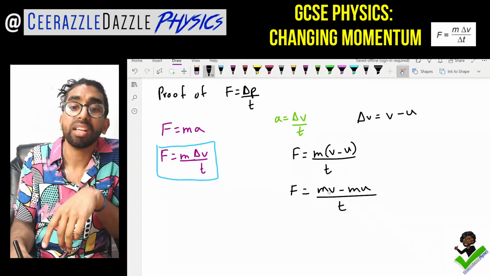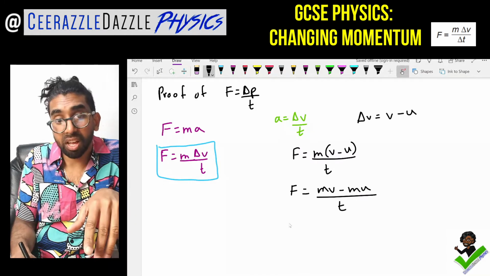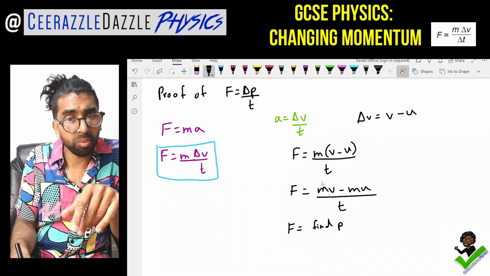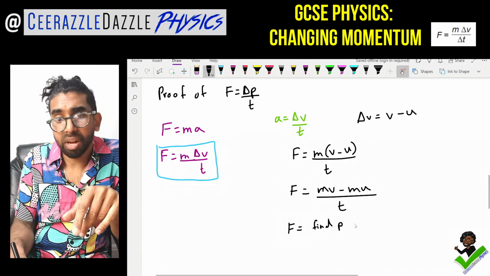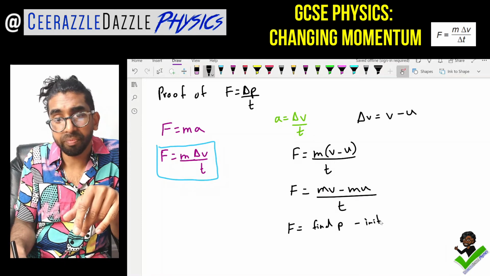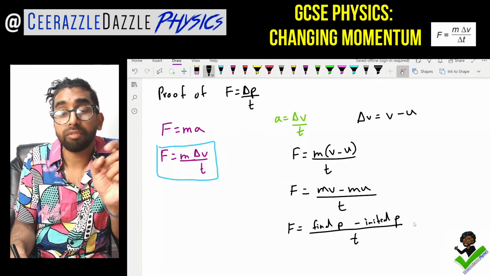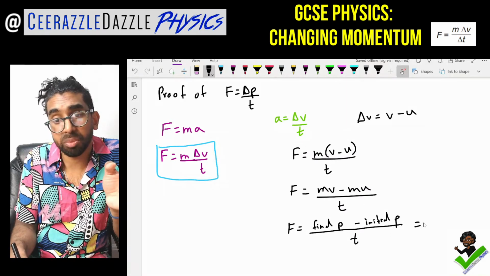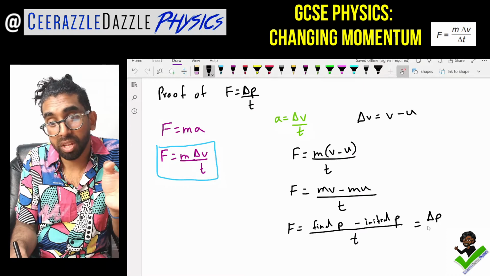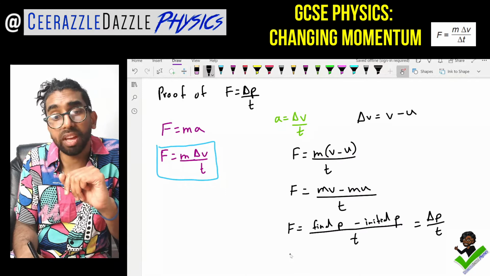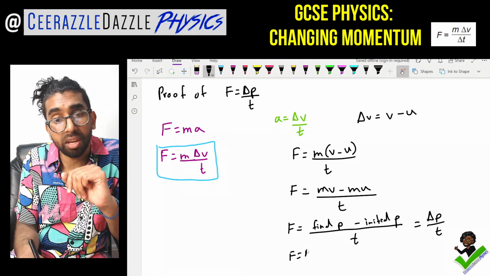Now, multiplying outside the bracket, this becomes F is equal to mv minus mu, divided by the time taken. The mass times v is the final momentum, minus the initial momentum, divided by time taken. Final momentum minus initial momentum is simply the change in momentum. So altogether, we've now proved that F is equal to delta p divided by t. Easy stuff here.